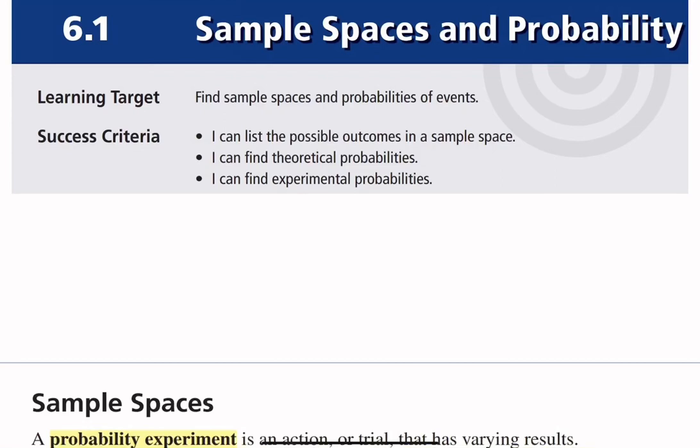Alright, today we are starting chapter 6 over probability. We're starting with 6.1. We'll also get into 6.2 a little bit. So 6.1 is all about sample spaces and probability. And as you can see, your learning target is to be able to find the sample spaces and probabilities of events. And then you've got your success criteria to determine if we were able to do that.